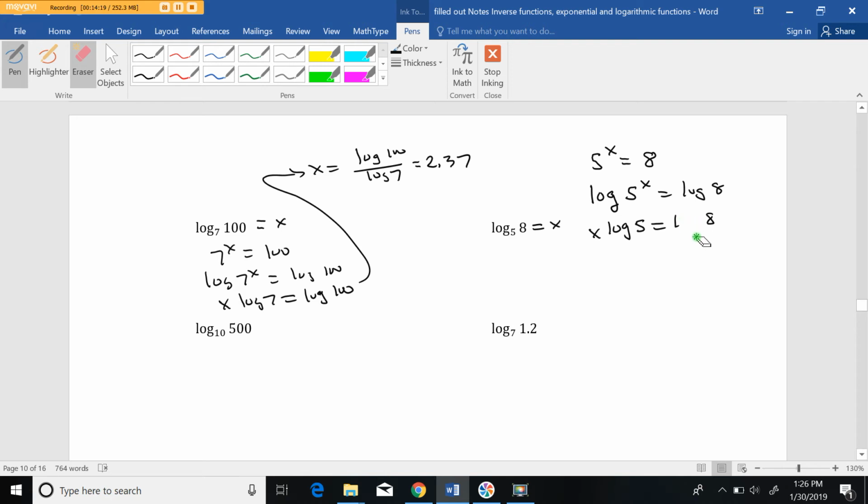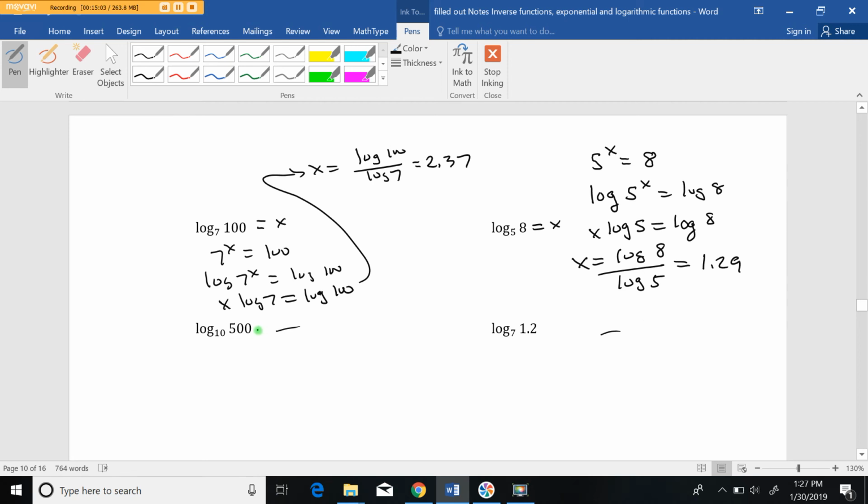I'm going to be saving these notes for people for the future, I think. Okay, so remember that log 5 is just some number. So you got log 8, which is some number, divided by log 5. And at this point, we just calculate a value. I get 1.29. I'm going to go ahead and leave this one and this one as an exercise to the reader here.